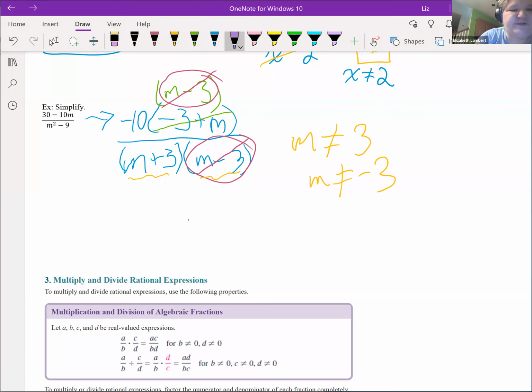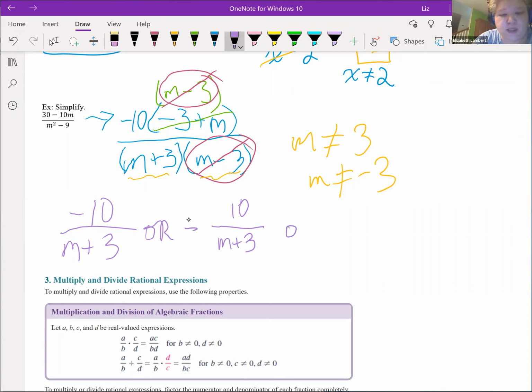And then we're just going to write our leftovers. So that is a negative 10 over m plus 3. Or you can put the negative sign in front of the fraction. Or you could even put the negative sign on the bottom of the fraction if you want. It looks weird though. But there is the rare occasion where that's actually useful. Like if everything on the bottom is negative, well then moving the negative to the bottom and multiplying through, now it's positive. It looks prettier.